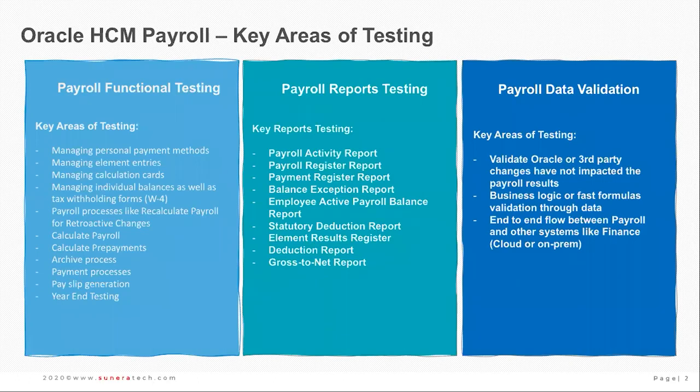So what happens is there's some change, and there is no mechanism to identify if the change was already existing in the environment before the Oracle update was applied. So how this payroll data validation helps the customer is you have a GUI wherein you can compare the end results of either the payroll activity report or the payroll register report before an Oracle patch is applied on the test environment and after an Oracle patch is applied.